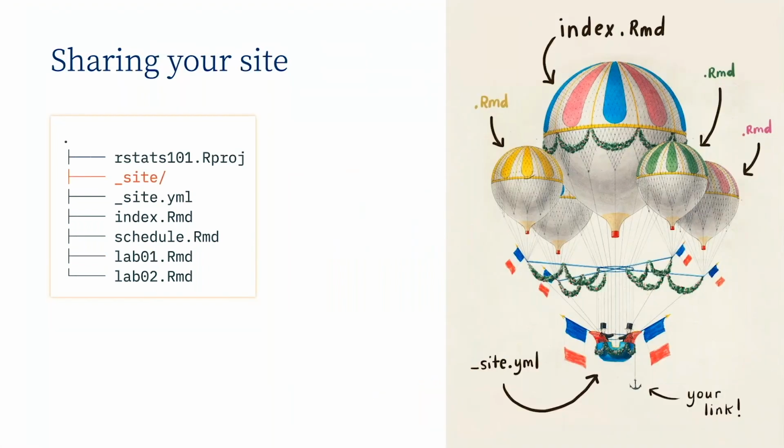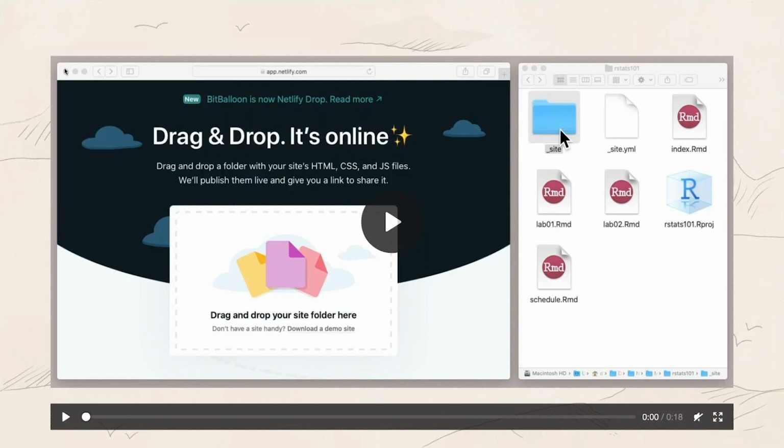But okay, so finally we are ready to share our R Markdown site, and we'll do this the same way as we did before. As a reminder, all of our HTML website-ready pages are stored in this _site folder. So this is the only folder that we need to drag and drop. So Alison, can you take it away again?